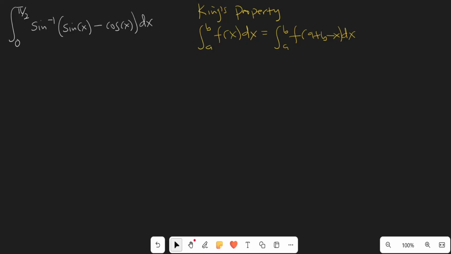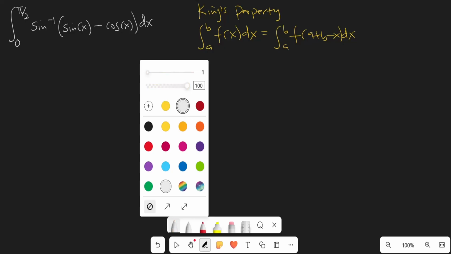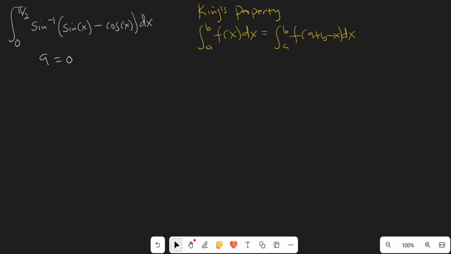So we are going to solve this integral using a property called the King's property, which is very famous in my videos. The King's property states that if we have the integral from a to b of f of x dx, that is equal to the integral from a to b of f of a plus b minus x dx. In this case, our a is the lower limit 0 and b is the upper limit, which is pi over 2. So a plus b here is going to be pi over 2. So we can use that to transform our integral.